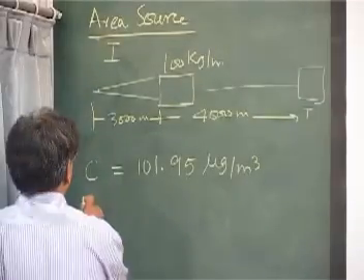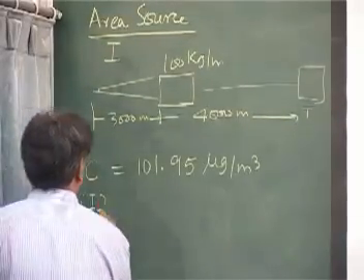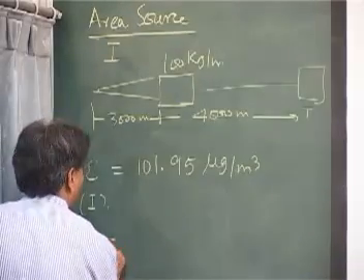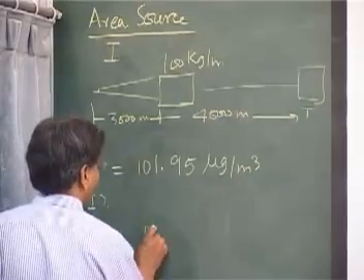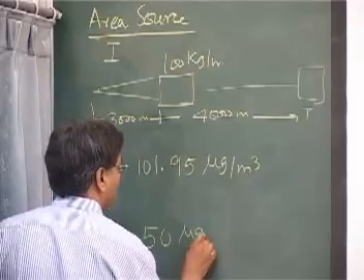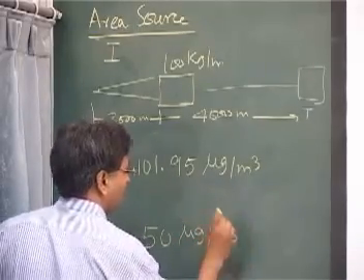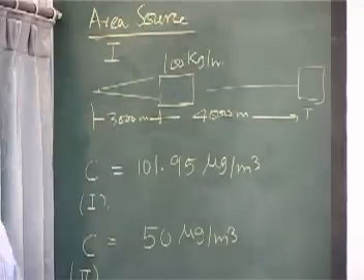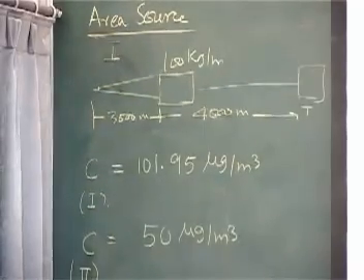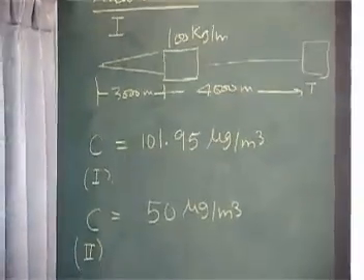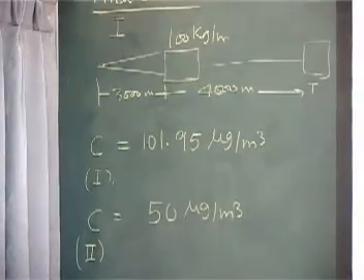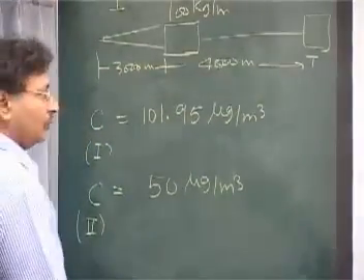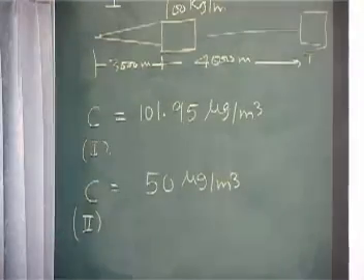So this is for area source 1. C for area source 2, that we assume to be this. All right. Okay. Now we come to the national highway business. But let us keep writing somewhere here so we don't forget.